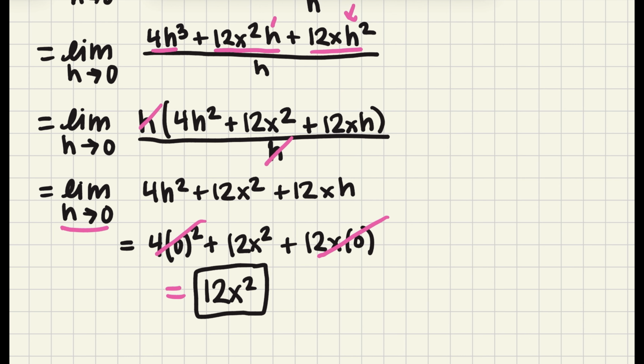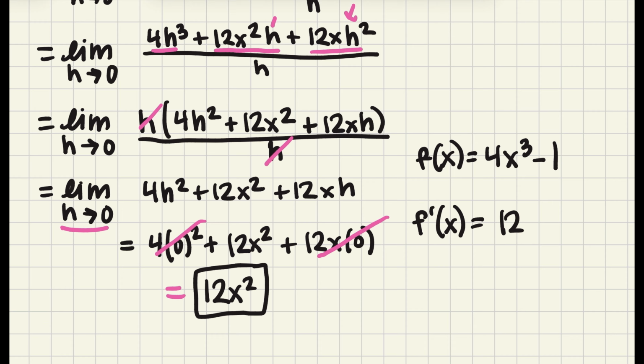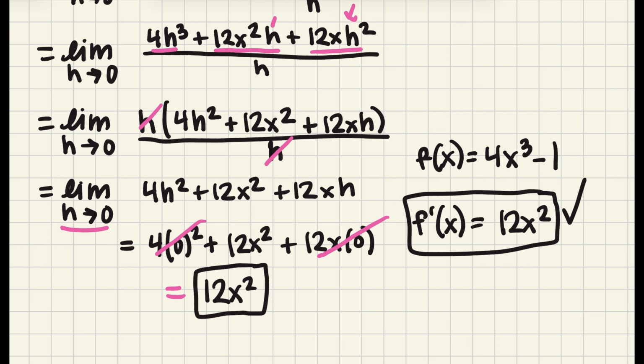So our original function was f of x equals 4x cubed minus 1. The derivative of this is 12x squared. Okay, now we're going to go to the next example, which might be even worse than this one, but that's okay. We'll get through it together.